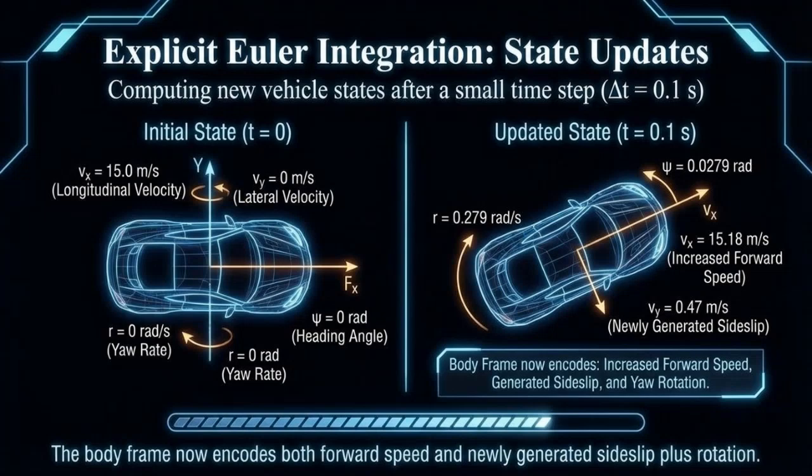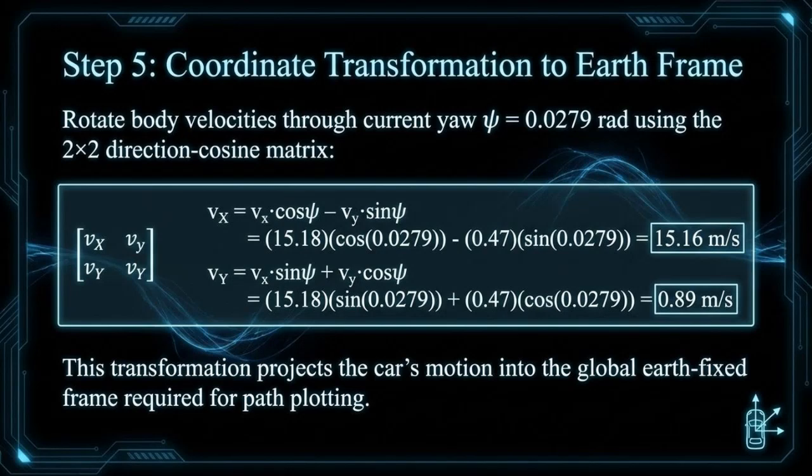At this point, the body frame motion includes forward speed, sideways motion, and rotation, marking the start of a true turning maneuver. To express motion in the Earth-fixed frame, we rotate the body frame velocities using the current yaw angle, which is 0.0279 radians. This rotation uses a 2x2 direction cosine matrix made of cosine psi and sine psi terms. This gives V_X equals 15.16 meters per second and V_Y equals 0.89 meters per second.